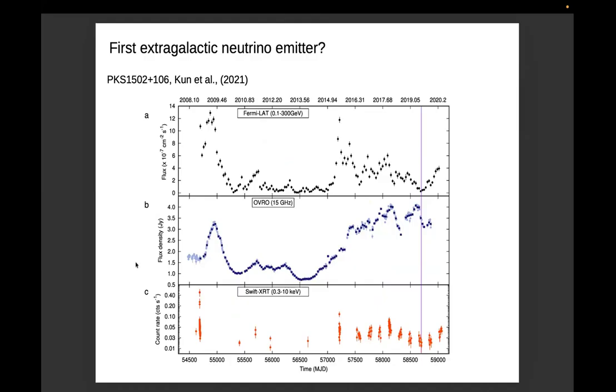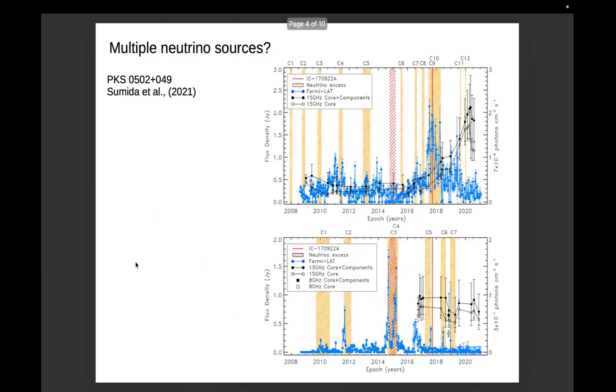On the other hand, others said that, well, IceCube localization uncertainty is so bad that you can have multiple sources in the view. And this is another source, PKS 0502, which is very near the original source, and its light curve is on the bottom here. The top is TXS.